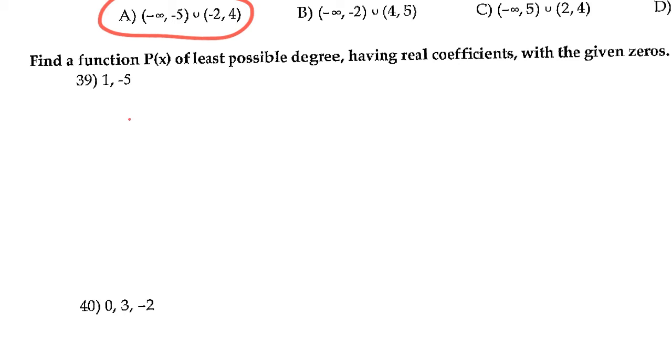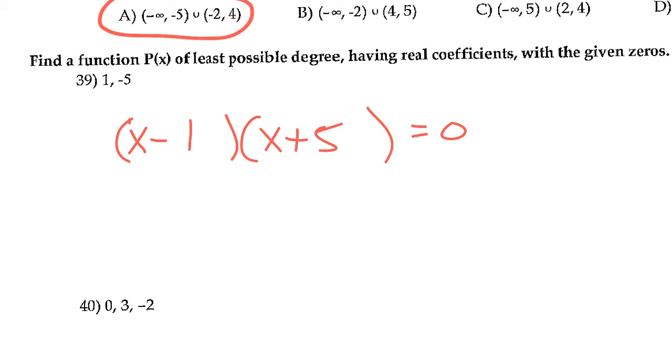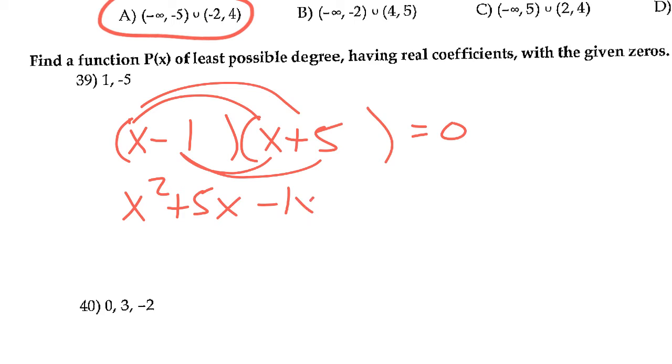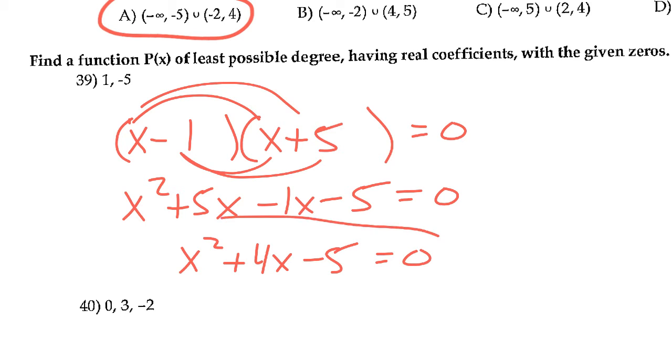What did they look like prior to becoming to us as answers? So in order for 1 to be an answer, it must have come from x minus 1. And in order for negative 5 to be an answer, it must have come from x plus 5. Those are the factors of the polynomial I'm seeking. Let's FOIL this out, and we get x squared plus 5x minus 1x minus 5 equals 0. Therefore, we get x squared plus 4x minus 5 equals 0. And this is the polynomial of least degree that has 1 and negative 5 as solutions.